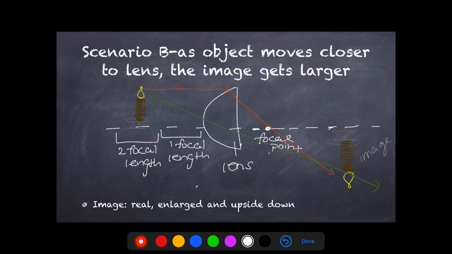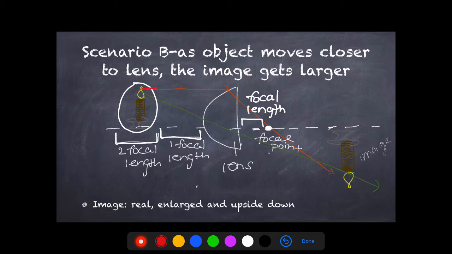Okay, so in scenario B, we have an object that is going to move a little bit closer to the lens, and we're going to see how the image actually becomes larger. So again, I have my focal point here, okay? So this is my focal length. Remember, focal length is the distance that the lens is from the focal point. So I have 1 focal length here and 2 focal lengths here. Now you can see that the object, which is right here, my candle, has moved in a little bit closer to the lens so that now it's within 2 focal lengths from the lens.